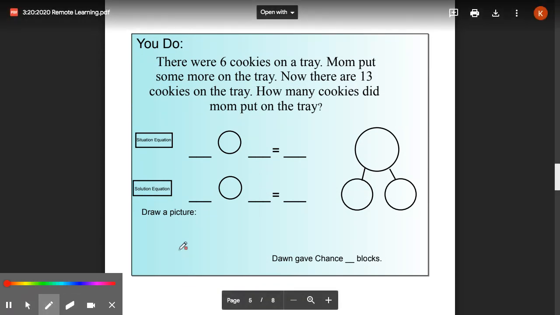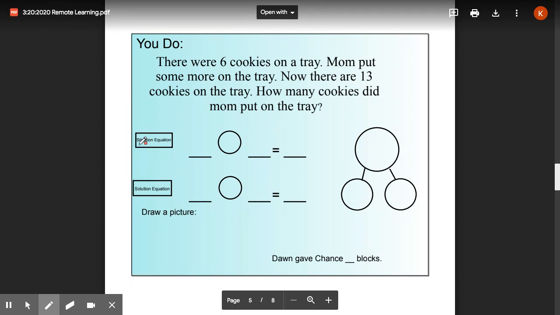Now this is a you do. So you are going to do this problem, but I'm still going to read it and help you out a little bit. There were 6 cookies on a tray. Mom put some more on the tray. Now there are 13 cookies on the tray. How many cookies did Mom put on the tray? I want you to take a minute and read this problem back to yourself and really visualize the story and what's going on.